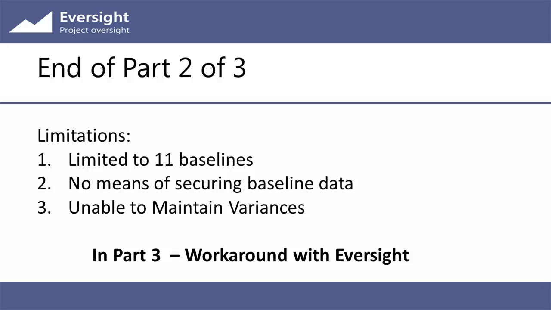And finally, when making baseline changes, Microsoft Project doesn't apply schedule logic to the baseline. And that means when you're processing a change request, you can't distinguish between the authorized change and any variances that may have existed on the project previously.